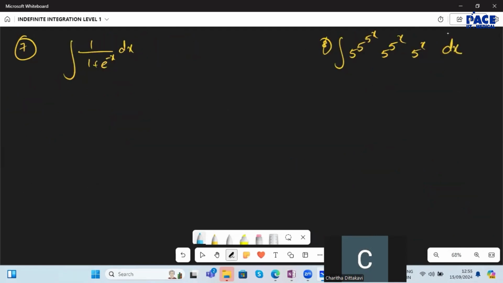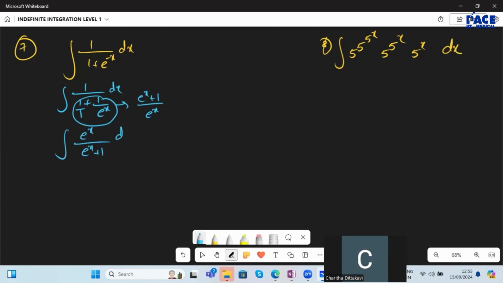Yes, the seventh question: integral of 1 by 1 plus e to the power minus x. It's just a normal algebraic thing that I'm doing here: 1 by e power x dx. Take the LCM carefully. So e power x is your LCM, e power x plus 1. So the integral of 1 by this, just a flip there, e power x by e power x plus 1 dx. And now understand the question.